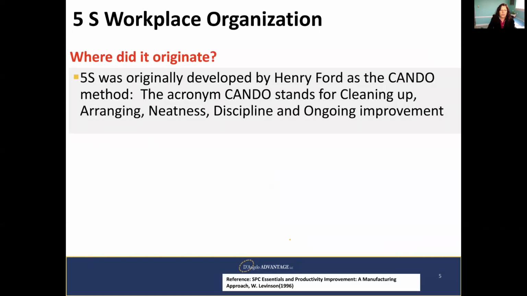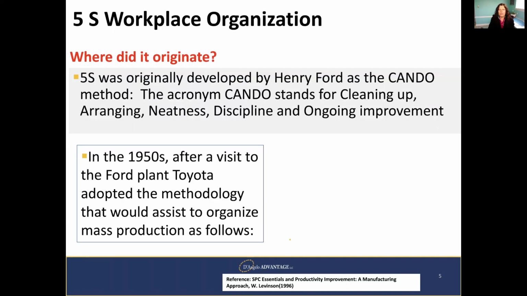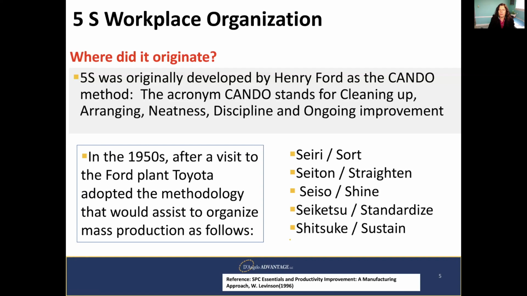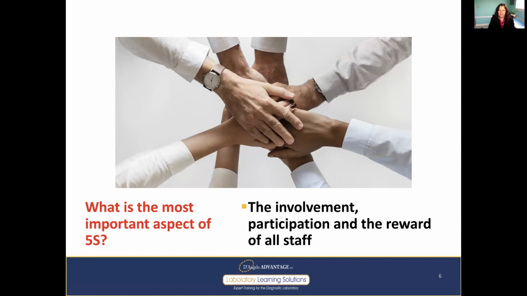So where did it originate? Well, it was originally developed by Henry Ford as the can-do method, or the CANDO method. And this stands for cleaning up, arranging, neatness, discipline, and ongoing improvement. And in the early 50s, after a visit to the Ford plant, Toyota actually adopted this CANDO method, and they transferred it into their language, very, very helpful in order to organize the workspace and get rid of all this waste and inefficiency.